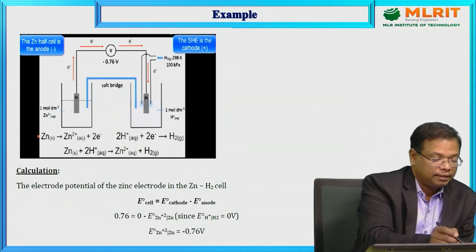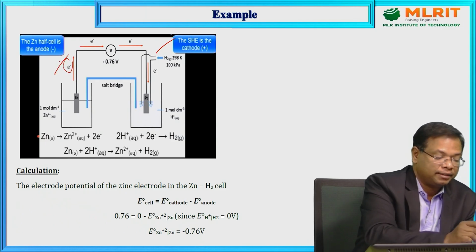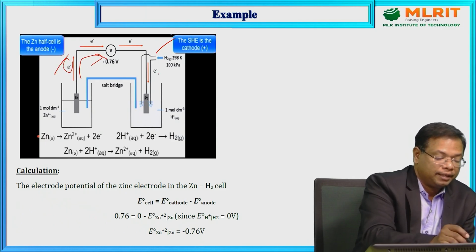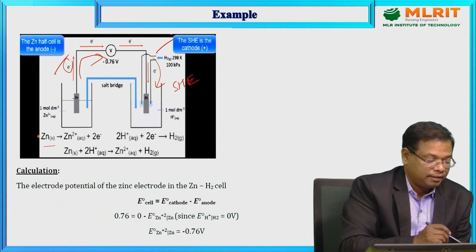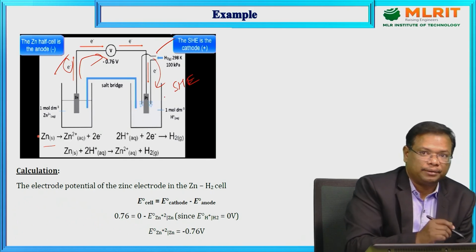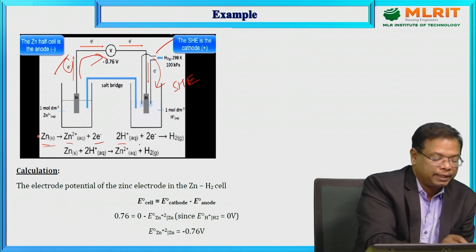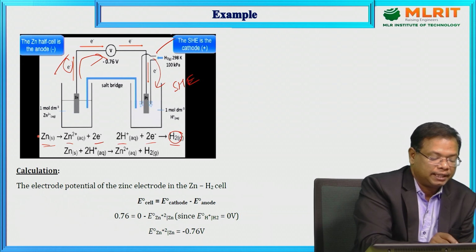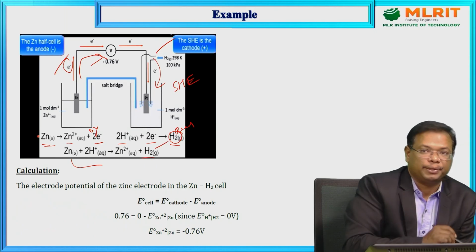See here, this is the SHE, this is the zinc metal. It loses its electrons through the wire and they are gained by the SHE. Zinc is acting as the oxidation metal and SHE is acting as the cathode. Half cell reactions: Zn gives Zn2 plus ions and 2 electrons, and 2H plus and 2 electrons give rise to H2. This is a reduction. This is an oxidation. So the overall reaction is zinc plus 2H plus gives rise to Zn2 plus and H2.